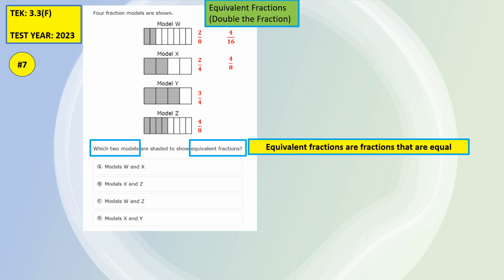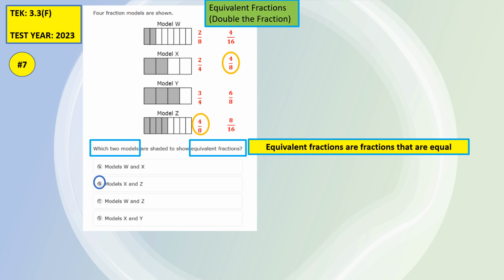Model Y, the equivalent fraction for 3/4 would be 6/8. 3 plus 3 is 6, 4 plus 4 is 8. And an equivalent fraction for model Z would be 8/16 because 4 plus 4 is 8 and 8 plus 8 is 16. As I said, model X and model Z are both equivalent or equal to 4/8.